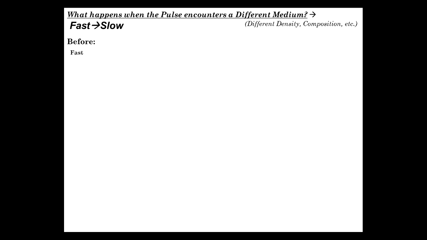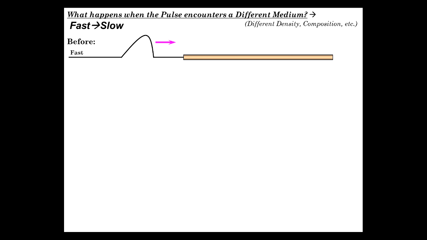We're going to go from a fast medium to a slow medium. You can think of that as a less dense to a more dense medium. That's often the way it is. So in the before situation, all right, here's a pulse coming down a fast medium, and it hits this heavier, denser, slower medium. So let's look to see what happens after it hits this. Does it make a disturbance in this slower medium? Well, yes, it will. Will some get reflected?